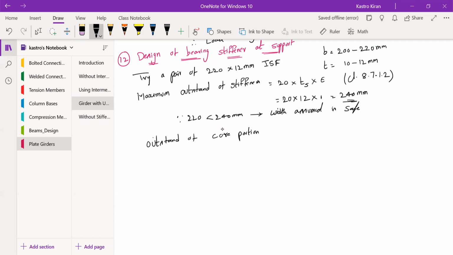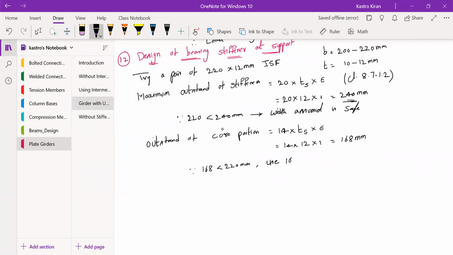So how will you do this? This is also obtained from 14 times the thickness of the stiffener into epsilon. This is available in the same clause, that is 8.7.1.2; you can refer to that. So that will be 14 times ts, the thickness of the stiffener, which is 12 times 1. 14 into 12 will be 168 mm. Since 168 is less than 220 mm, you have to use 168 mm as outstand.